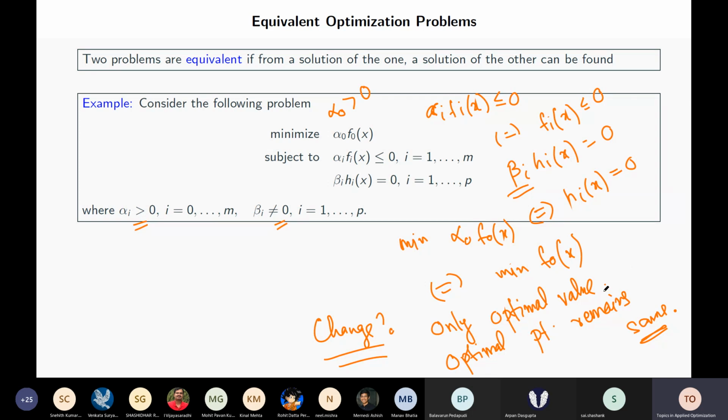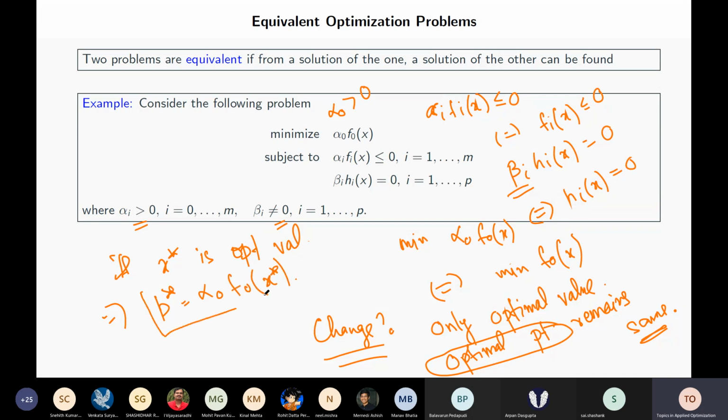But once you have found the optimal point, to get the optimal value you have to multiply back by alpha naught. So if x star is the optimal point, then p star is alpha naught f naught x star. We do have to multiply this, so don't forget. Although the optimal value has changed, we could have reduced this problem into a simpler problem by removing these parameters, and then solved it.